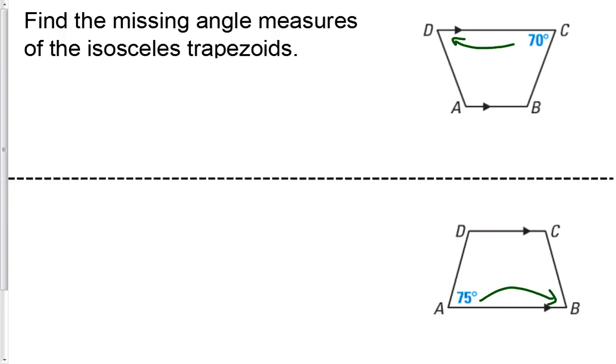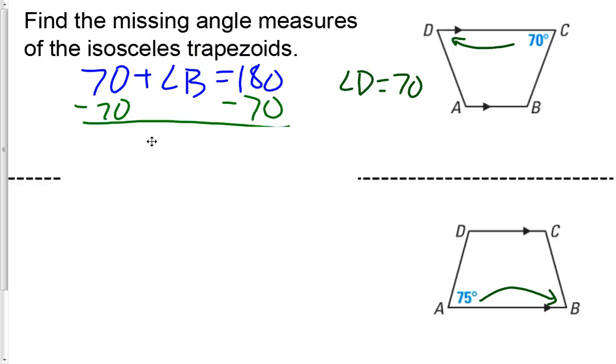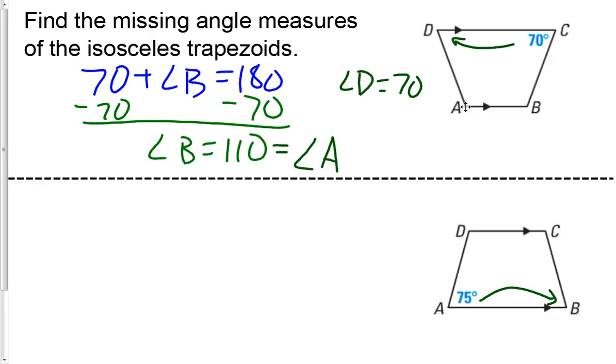Moving on. Find the missing angles of the isosceles trapezoid, the same direction. We've got 70 degrees here for C. Since these are base angles, D must also equal 70. Then for A and B, 70 plus what number equals 180? So 70 plus angle B equals 180, and then we'll subtract 70 from each side to get angle B equals 110, which is also equal to angle A.